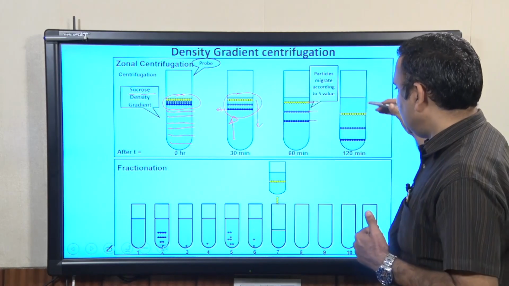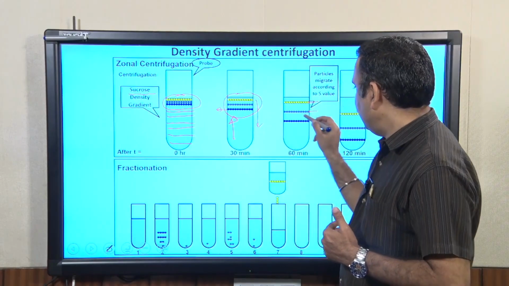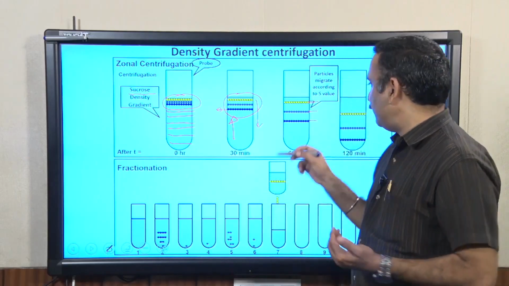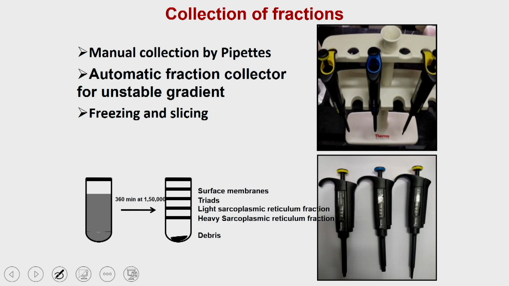And once the separation is over, you can isolate the individual components from this particular tube, and you can take out the individual bands from these tubes, and you can purify these individual bands into individual fractions, and that individual fraction is going to give you the pure organelles or the pure material from the cell. How to collect this material? You have two options.